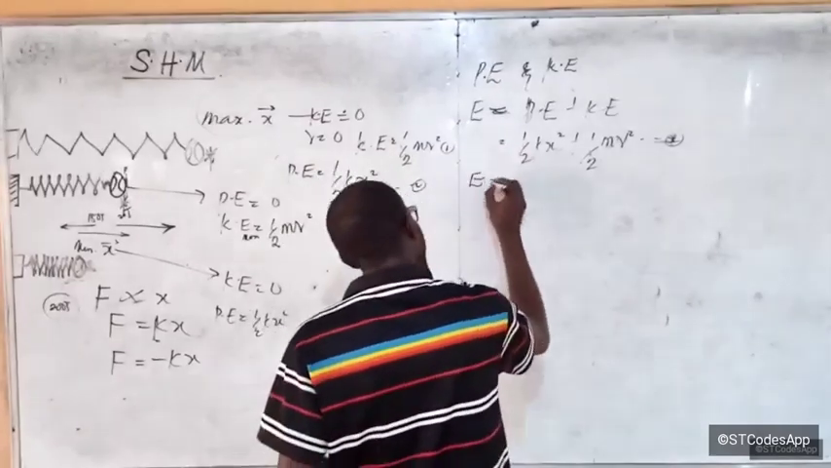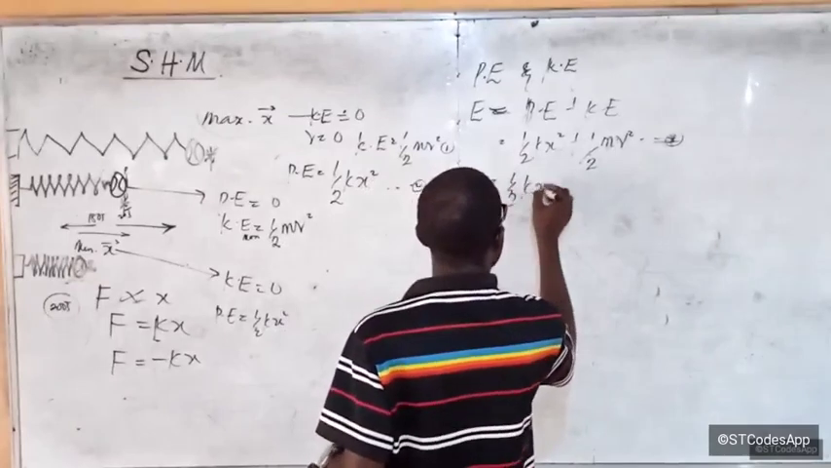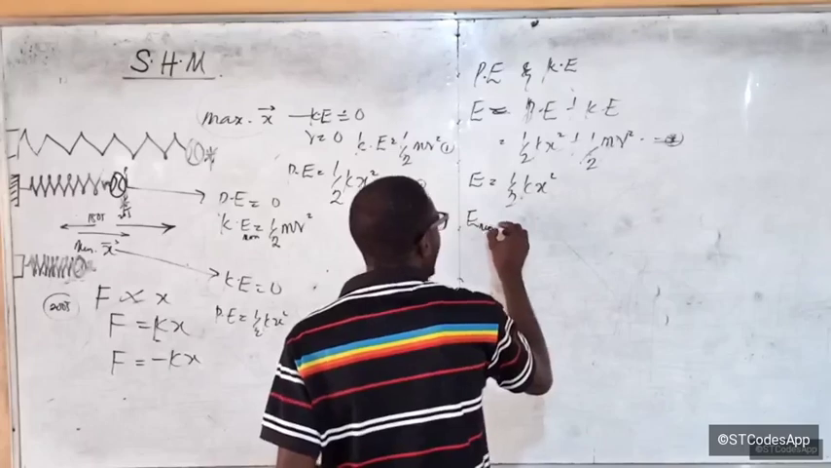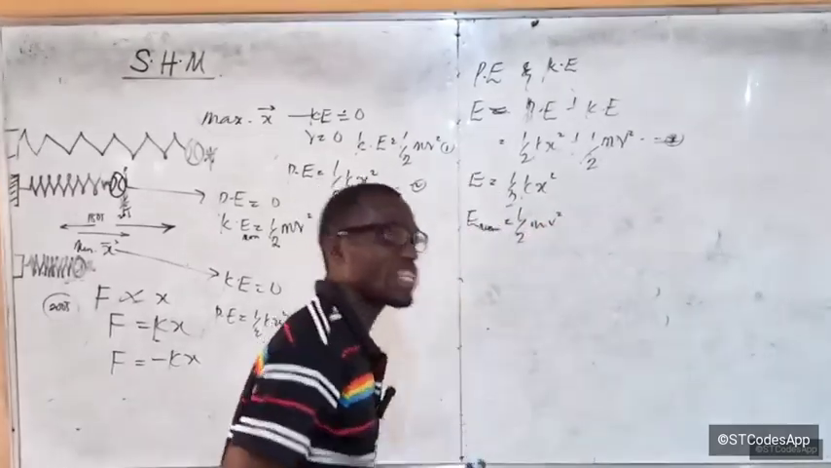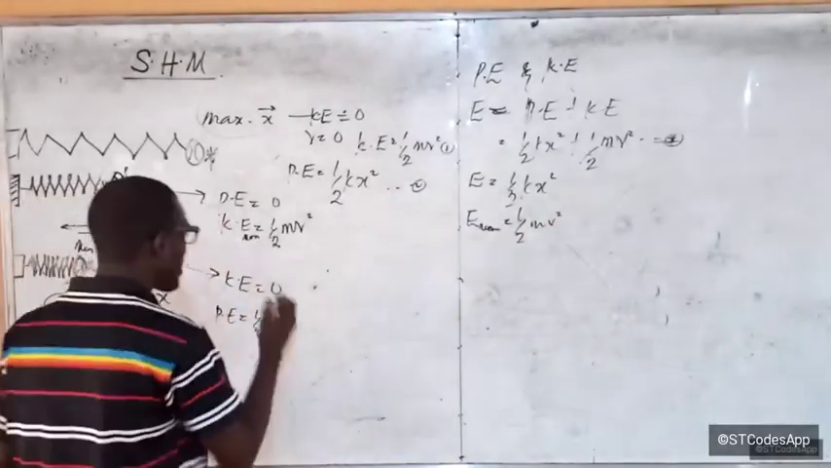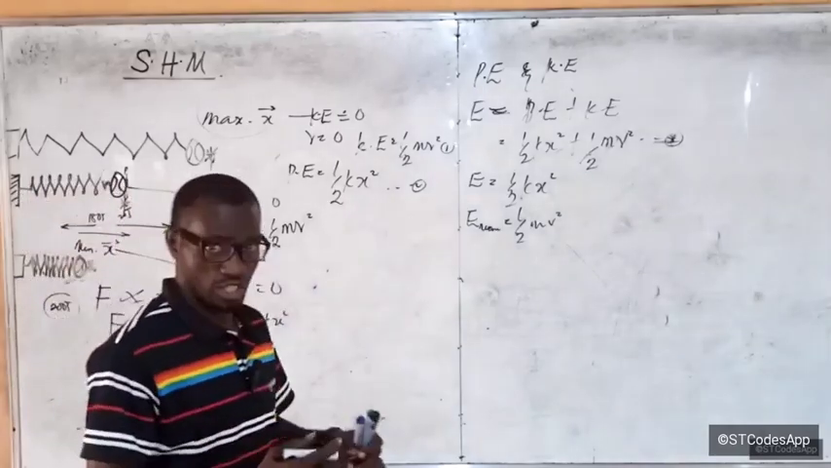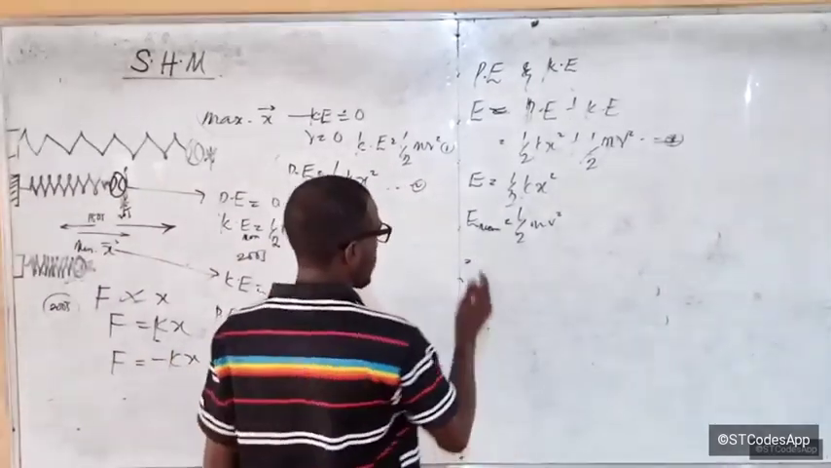it means that the total energy is going to be what? Only half kx squared. And if it is at its equilibrium position, the total energy is going to be what? Half mv squared. That's one thing I want to specialize. And notice that at this point, since K is maximum here, total energy is still conserved. If we are starting at 200 joules, that body will still have what? 200 joules of energy.